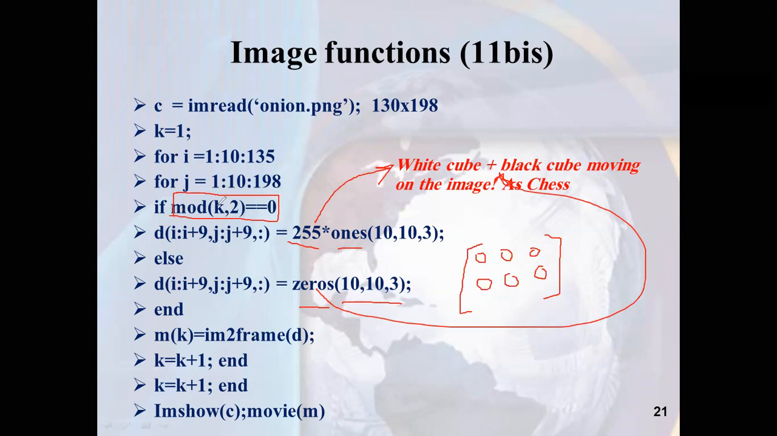mod(K, 2), this is the modulus. It means, in C or Java, something similar to K percent 2, K modulus 2. If K modulus 2 equals 0, so in MATLAB we have the function mod, which is modulus. mod(K, 2) gives the remainder of the Euclidean division. So in this example, we have mod. This is a new function. Zeros is a new function. Ones, we have seen before. Image to frame and movie, we have seen in the previous example.